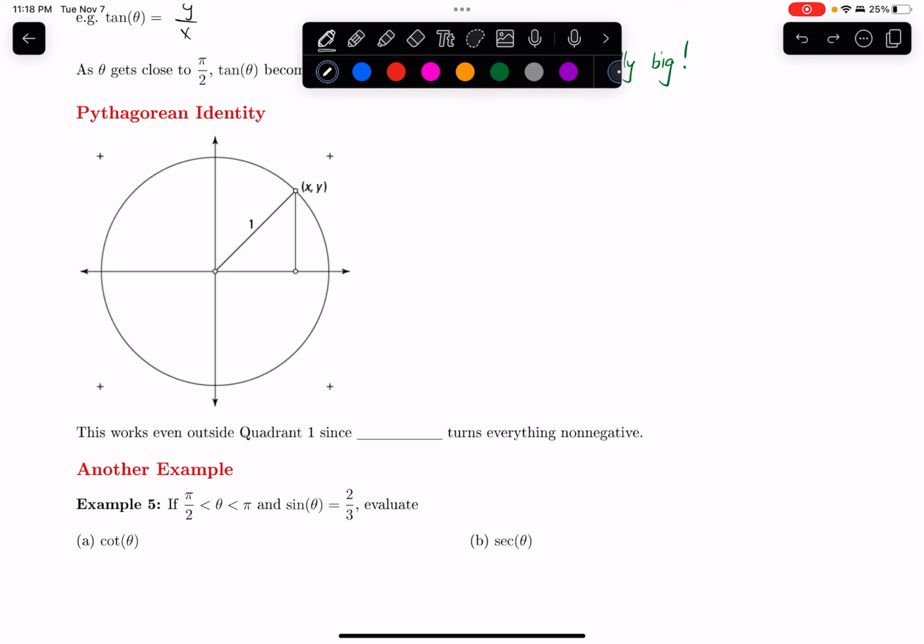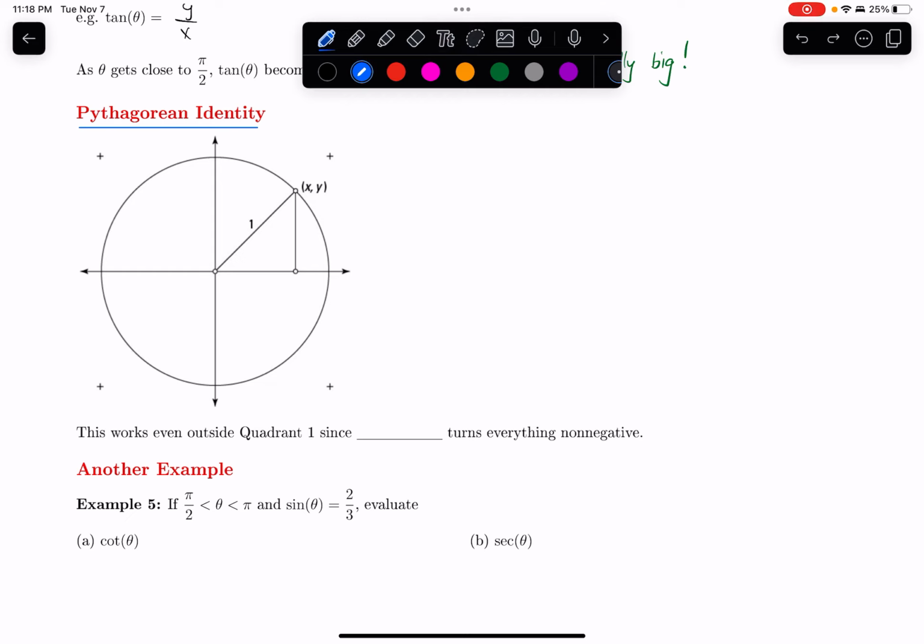In this video, we're continuing section 6.3 on the unit circle, and we're going to talk about something called the Pythagorean identity. Then we'll do an example after that. I want to take a look at this picture that I have of a unit circle.